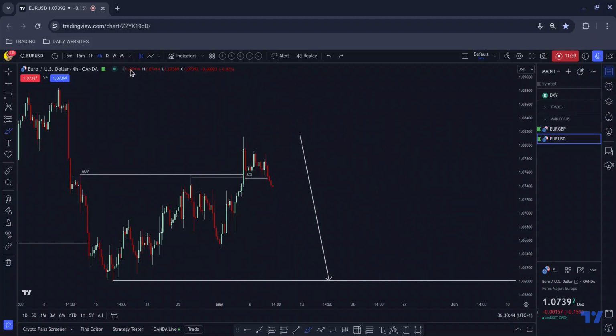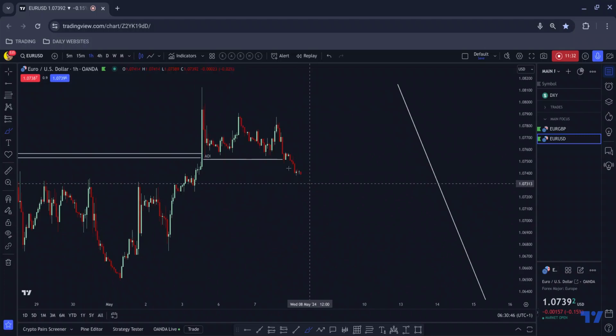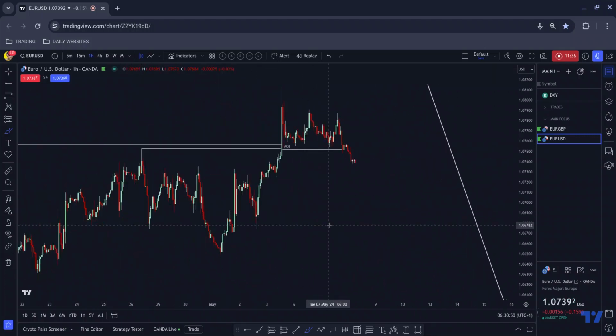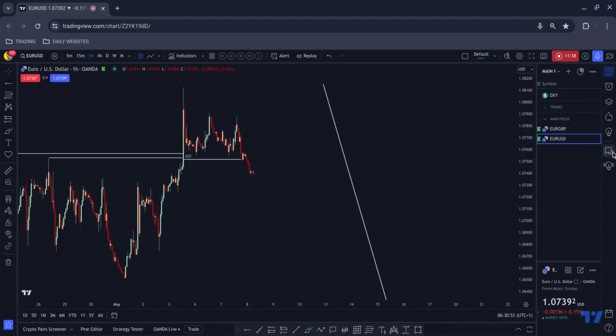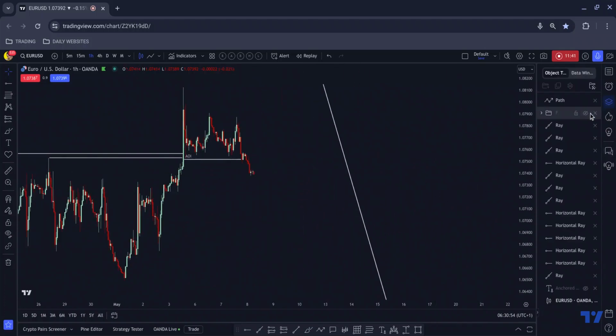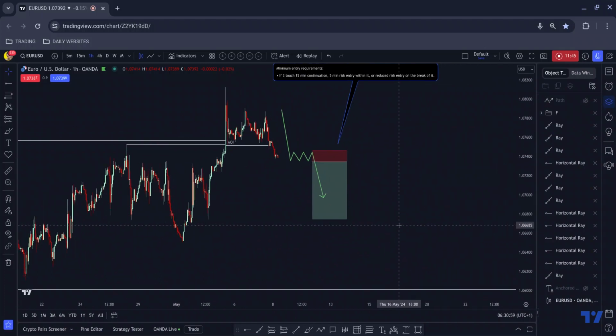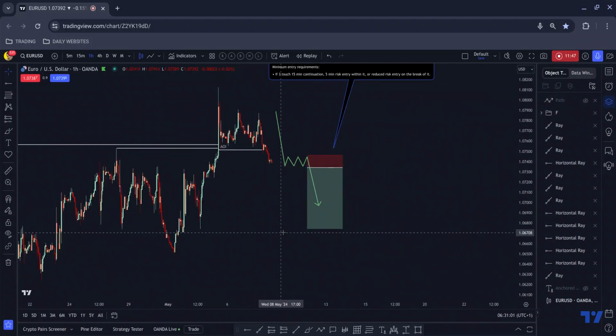If I just drill down, you can see that we're starting to consolidate below this structure now, which is a good sign. So what I'll be looking for in instances such as this, this is not a typical sequence. If we are going to continue to the downside, we don't normally see large corrections like this at the start of the run.